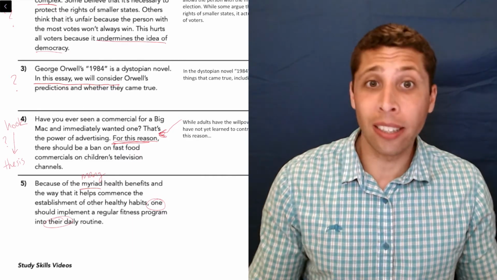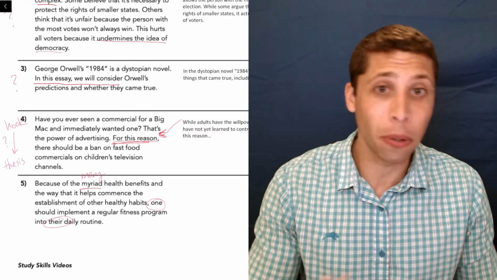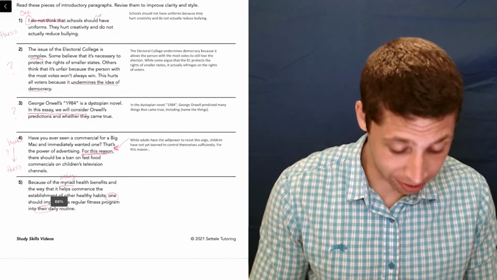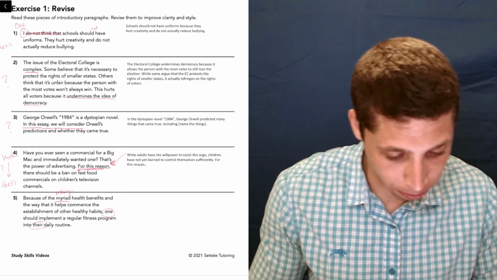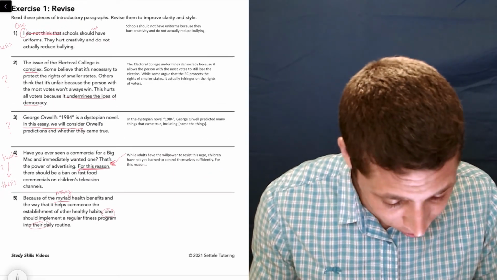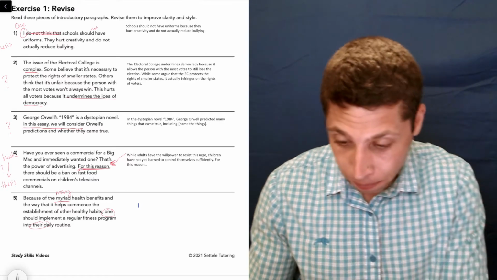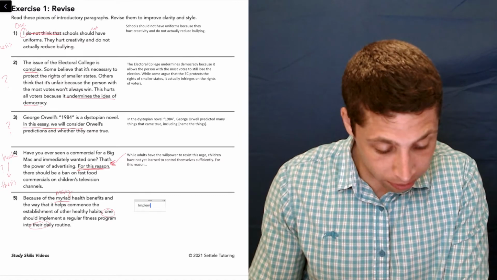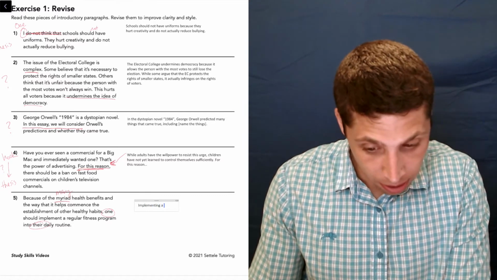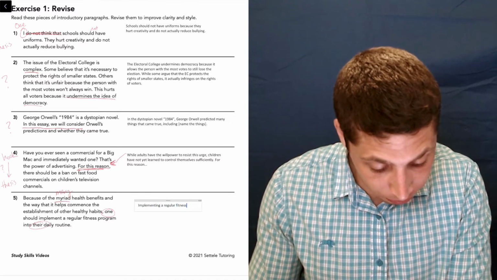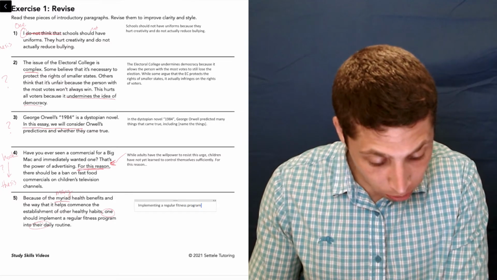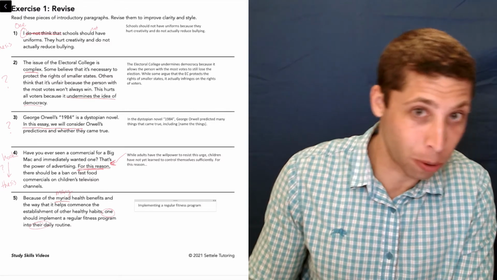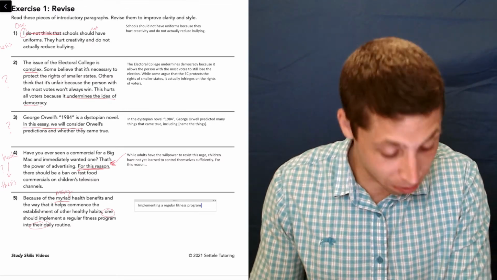So look, we can clean this up by using simpler language to make sure that our reader understands what we're trying to say. So what can we do here? I'm really just going to clean this up. The language is the problem. Okay. First of all, let's start with what we're really arguing. Implementing a regular fitness program into their daily routine. Well, isn't a regular fitness program something you do daily? I don't think we need to repeat that.